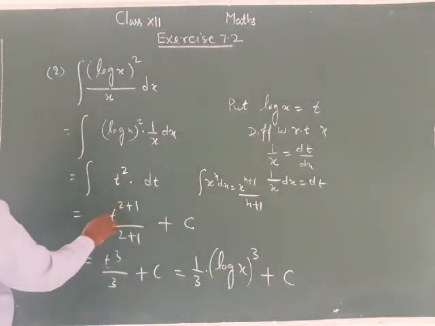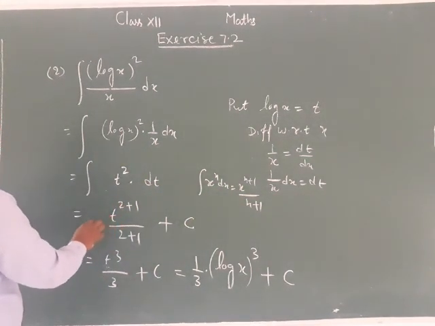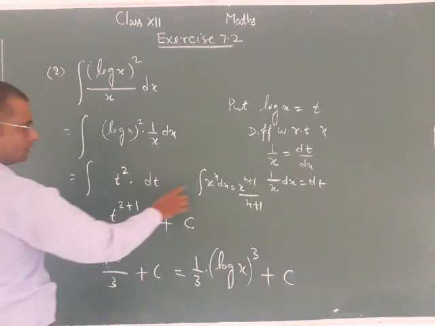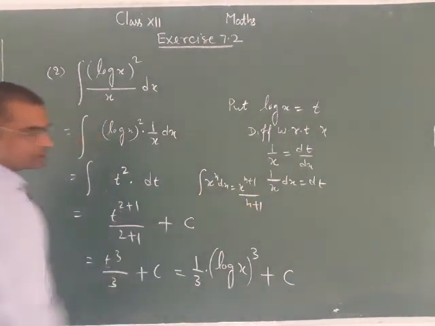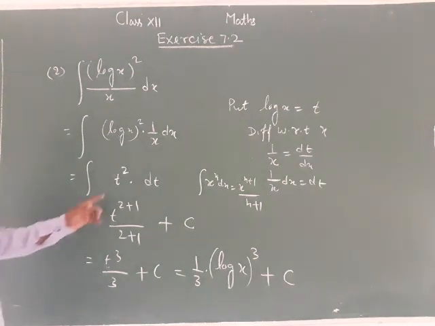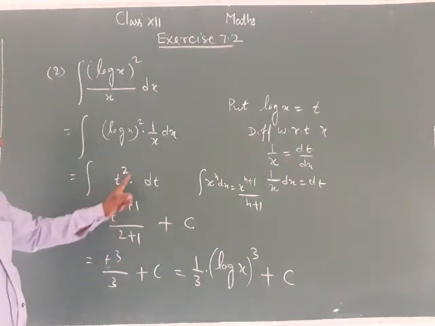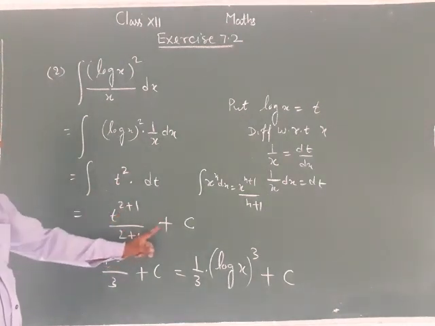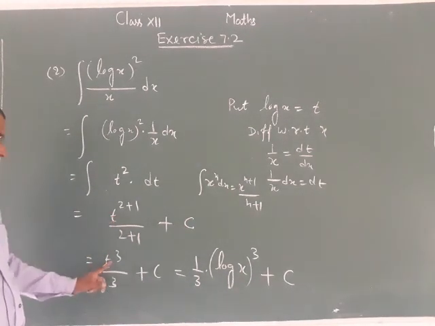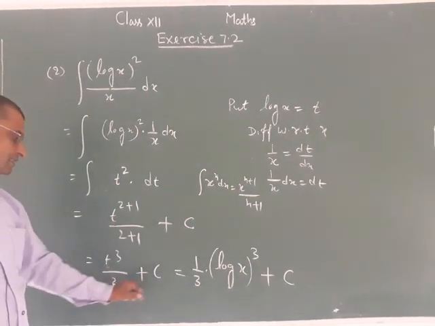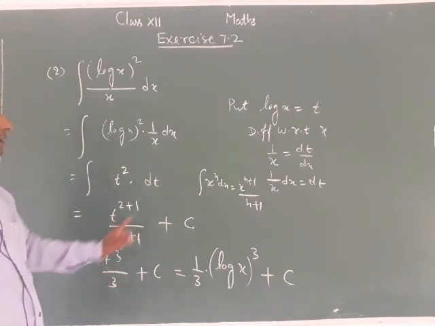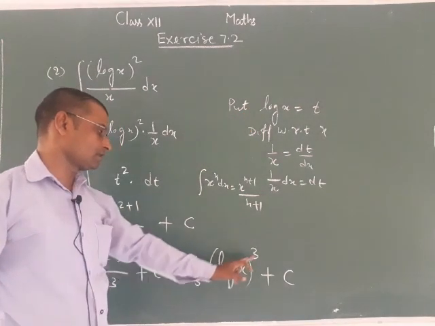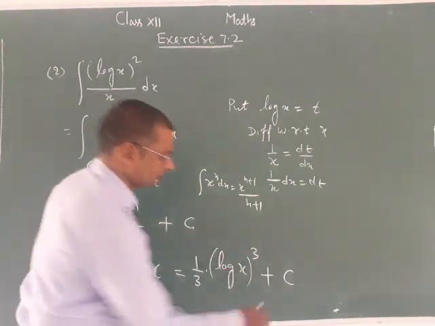Now the integration of x power n dx is equal to x power n plus 1 upon n plus 1. So t to the power 2 plus 1 upon 2 plus 1 plus c, and t cubed upon 3 plus c is equal to 1 upon 3. Now change the variable t back to log x, so log x power 3 plus c. This is the answer.